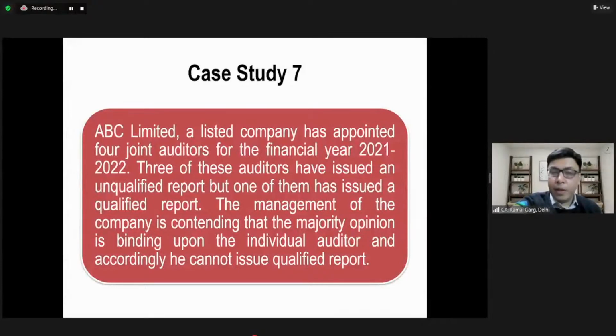The management of the company is contending that majority opinion, who is majority here? Vipul, Vidhi and Kapil. Majority opinion is binding upon the individual auditor, that is Kamal. And accordingly, Kamal cannot issue a qualified report. So, question for the house is, number 1, whether management is correct. And number 2, what Kamal should do for the purpose of documentation and audit reporting. I wait for your answers.